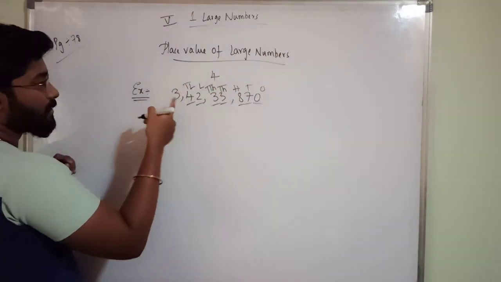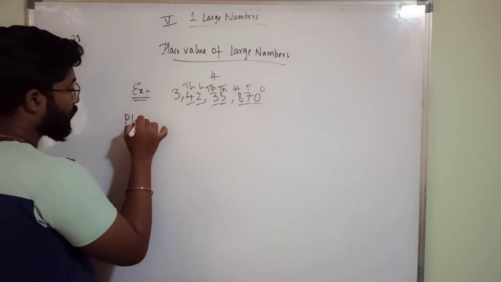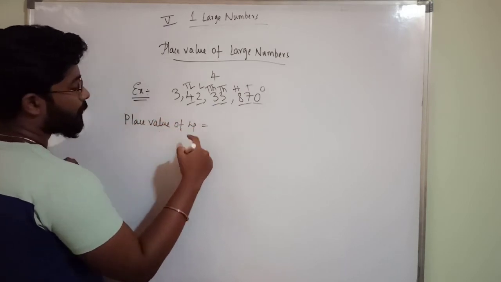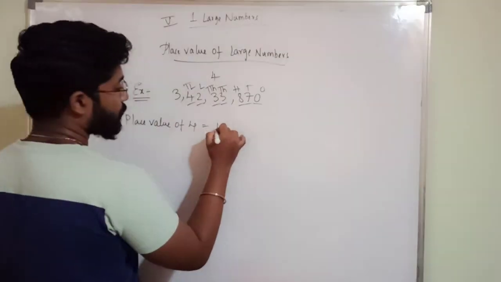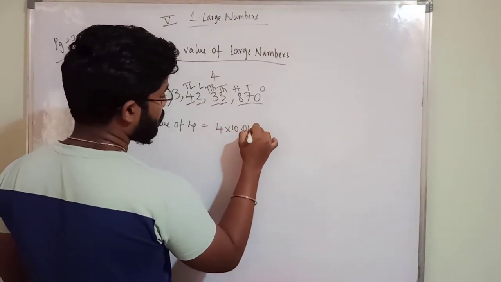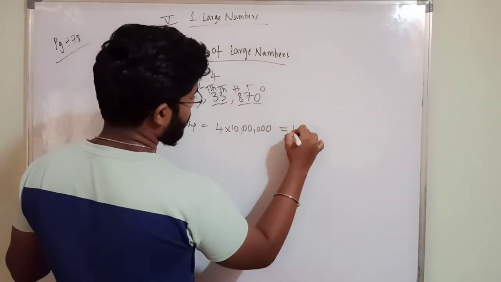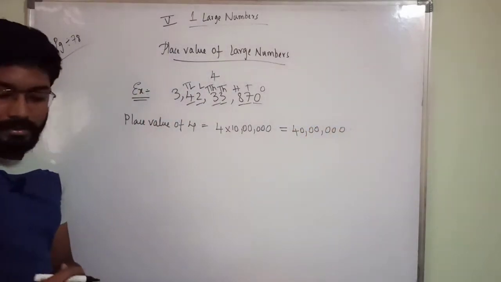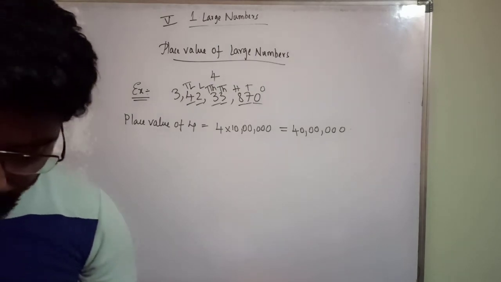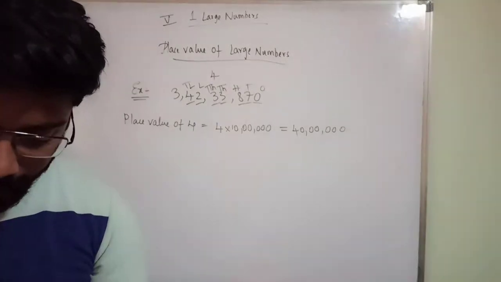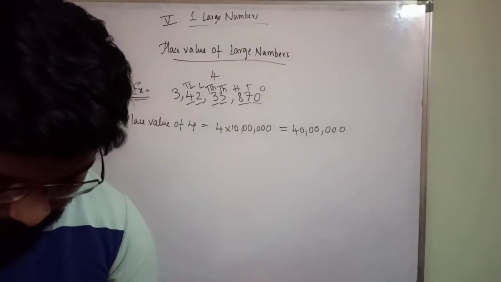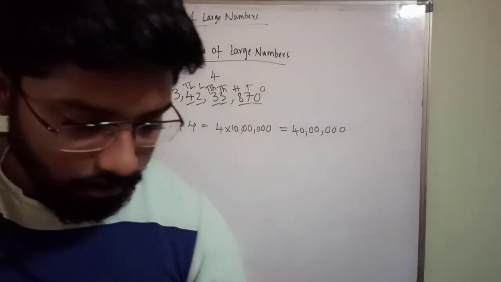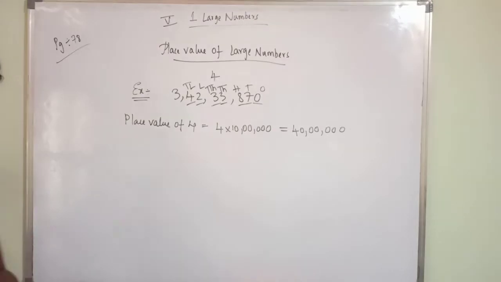So 4 is in which place? Place value of 4. 4 is in the 10 lakhs place. 4 into 10 lakh. What is the place value? 40 lakh. 40 lakh is the place value of 4 in the number 3 crore 42 lakh 33,870. Okay. So now we shall move to the next topic.